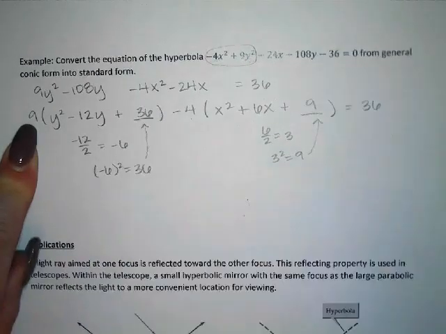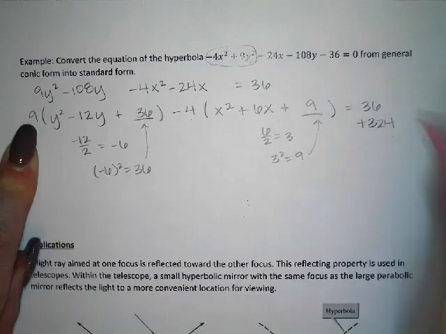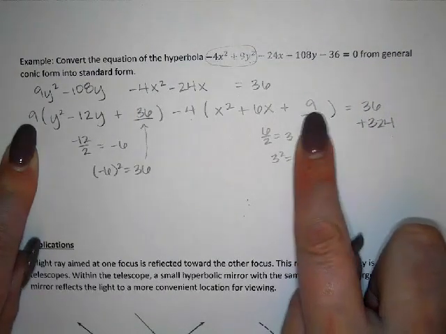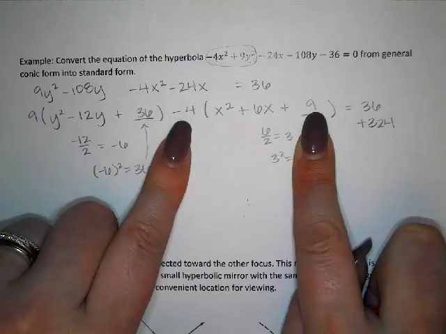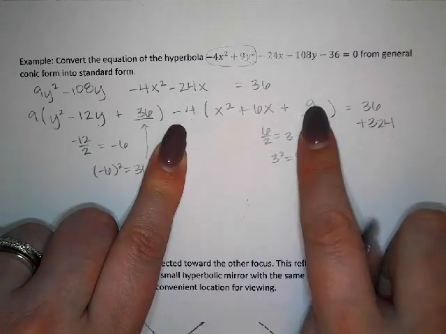Here it looks like I added a 9, but I didn't. I really added a -4 times 9. So I actually subtracted 36. So since I did that on the left side of the equal sign, I'm going to do the same thing to the right side of the equal sign.